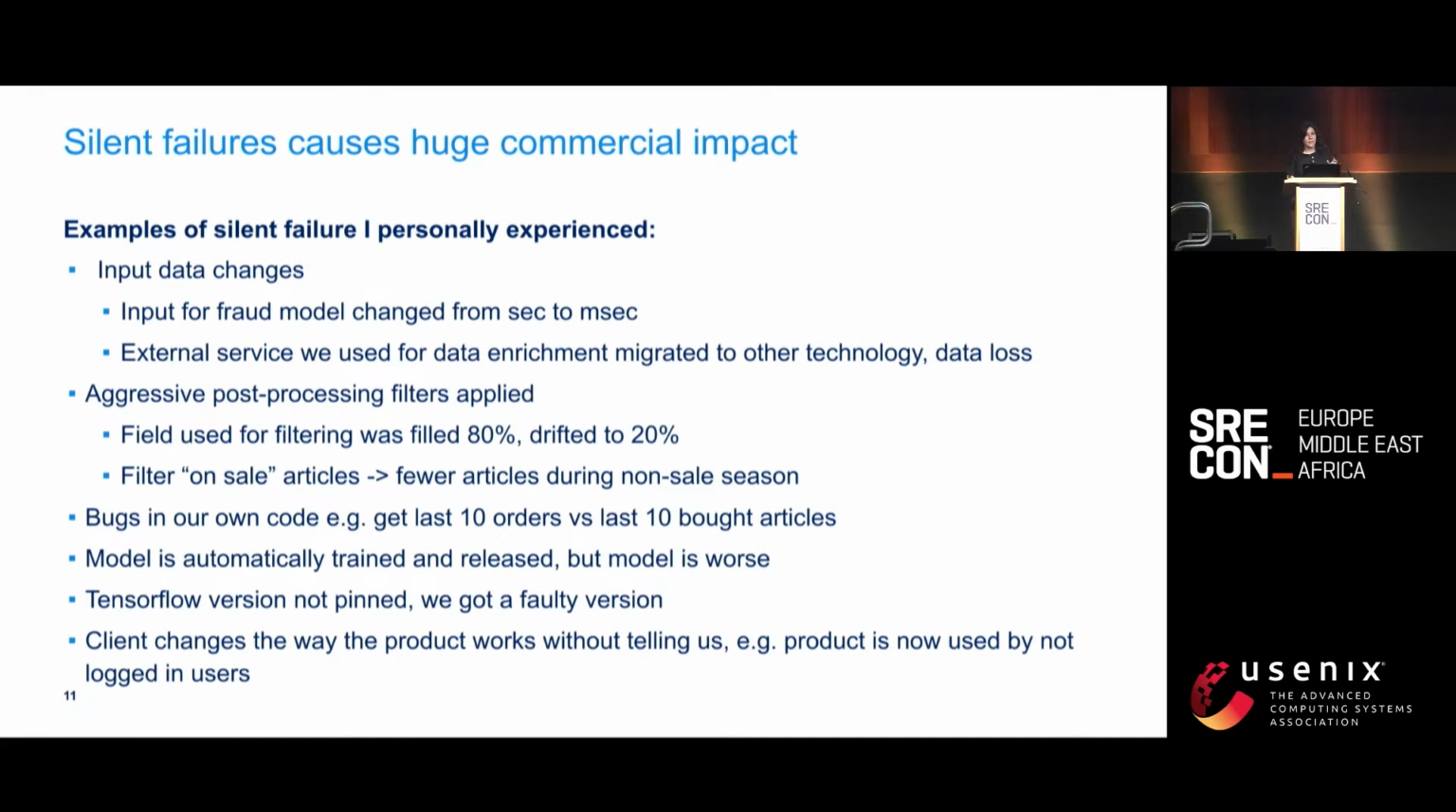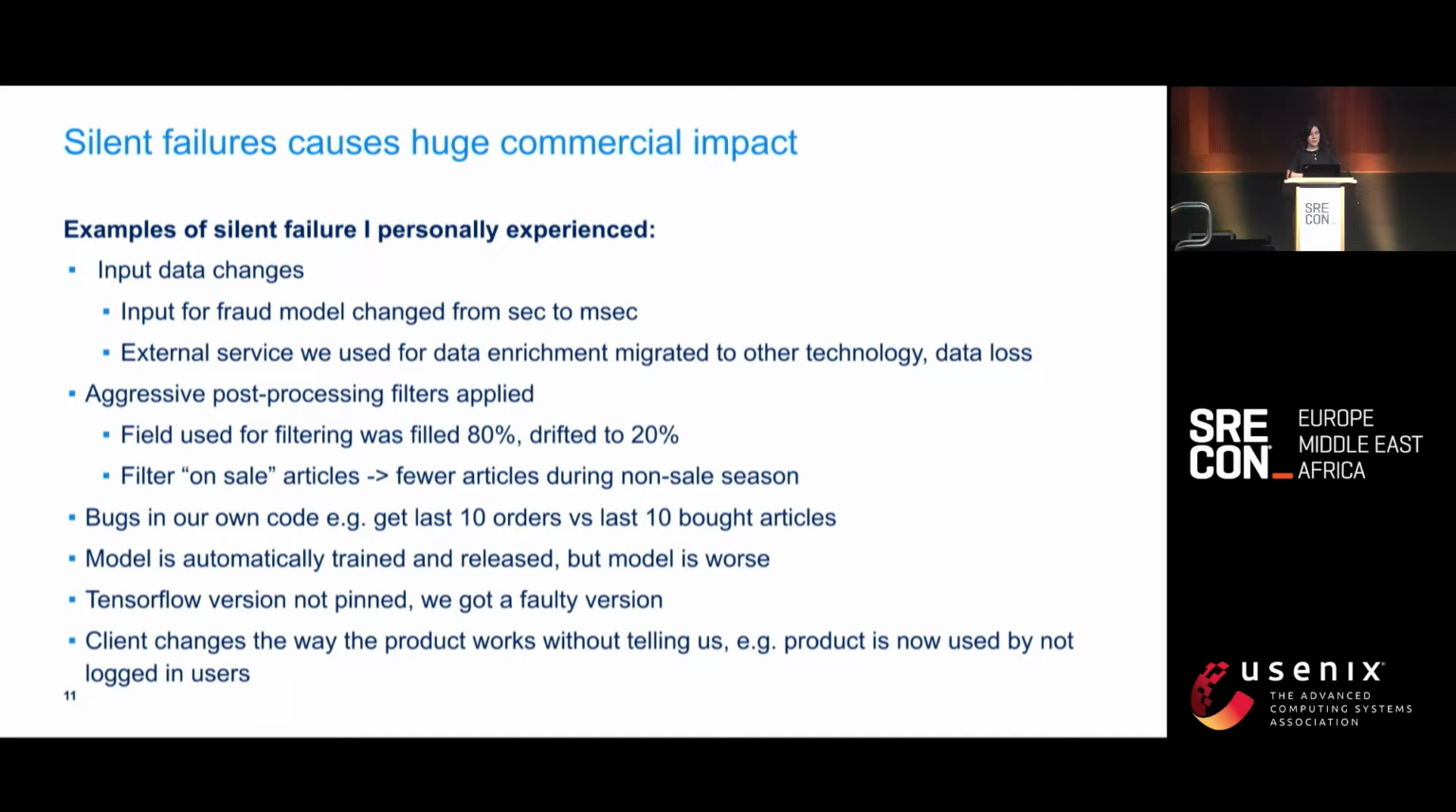Another time we had a case where we were a recommendation team and we used an article enrichment service that we called to get article information as an input to the model, and they switched their technology stack. So they just gave us a new endpoint, now use this one. But they had some data loss during the migration in some fields that they didn't notice, but we used this field for filtering. So we suddenly had a lot less output.